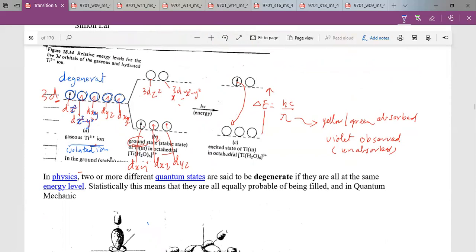Degenerate. Okay, which means what? They all have the same energy. That means the electron can fit anywhere. Remember, for titanium 3+ you have only one electron in 3d1. The electron can go to any one of them, because they are at the same energy level.